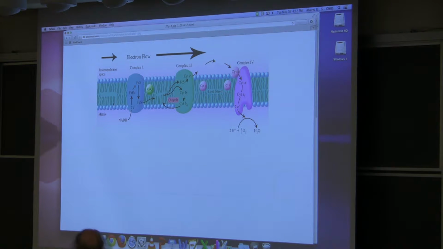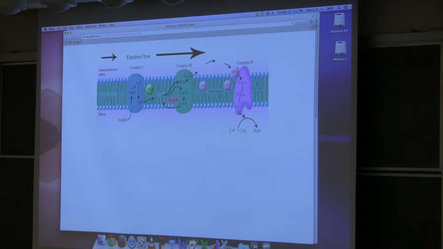It passes them through a variety of proteins, but we don't need to care about the individual movement within complex 1. And as the electrons are moving through complex 1, something interesting happens. The movement of electrons creates an energy force that kicks protons out of the matrix and into the intermembrane space.